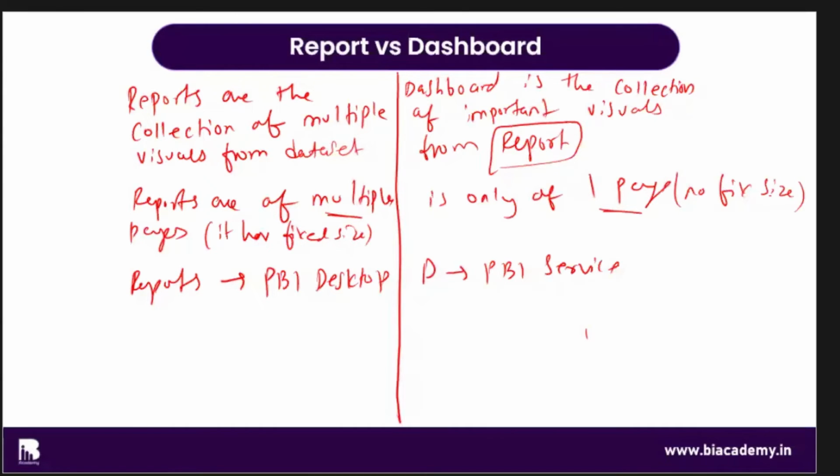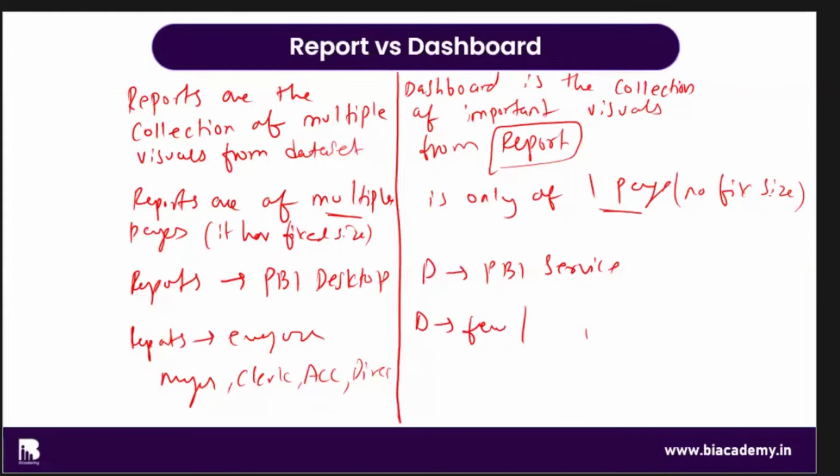for whom we create this thing. Let's see that. Reports are created for everyone. So whether you are a manager, a clerk, an accountant, or a director, everyone can use the report. Whereas a dashboard is created for few people, or we can say high or senior level people, basically.